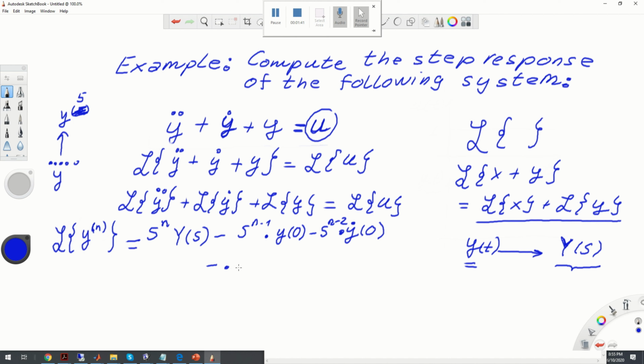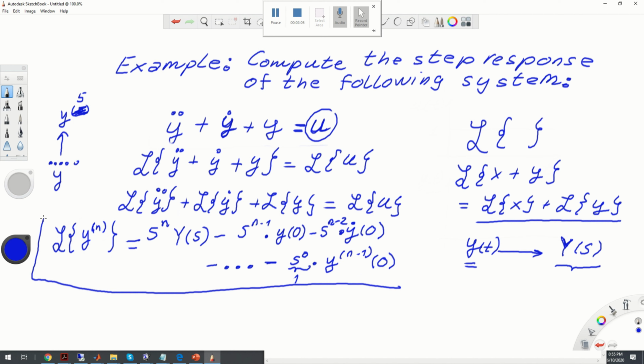And you go on and on until you come to s to the 0, or this is simply 1, multiplying what? Multiplying y to the n minus first derivative evaluated at 0. So this is the expression for the nth derivative, actually for the Laplace transform of the nth derivative. This is a very important expression.